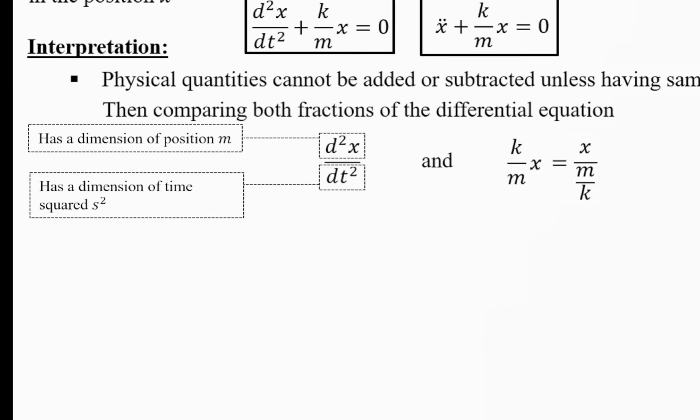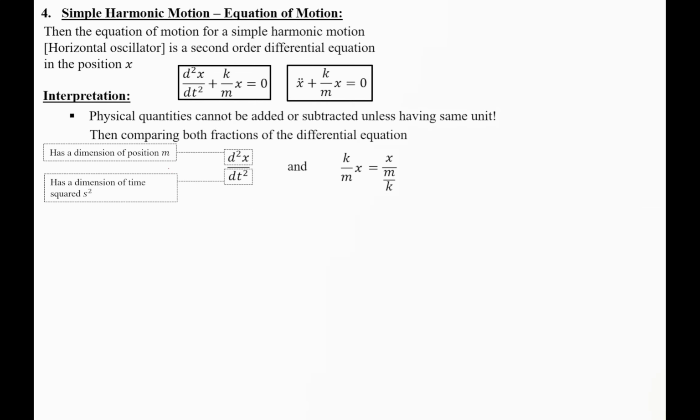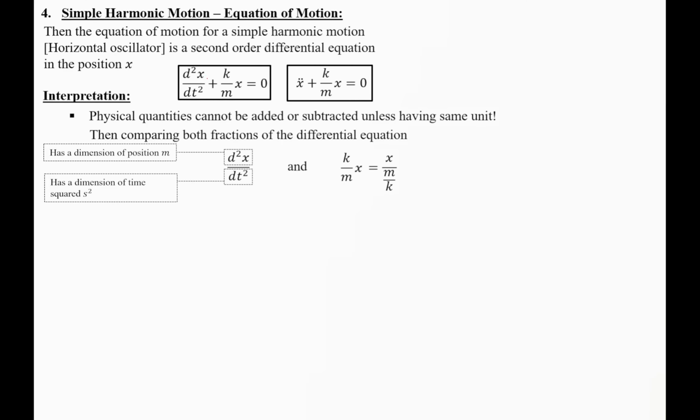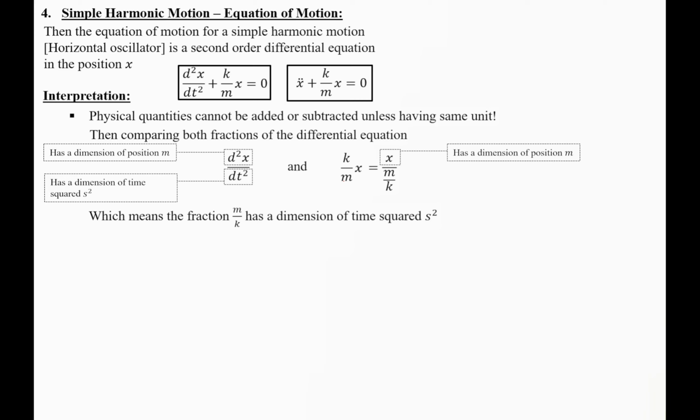Now, dt squared has a dimension of time squared, which is, let's assume, second squared. So dt has a dimension of second, dt squared has a dimension of second squared. However, d squared t would have the dimension of second. While we're doing that, remember that we said that fractions cannot be added or subtracted unless they have the same unit. Notice that because the numerator has a dimension of meters, the denominator, which is m over k, should have the dimension of second squared.